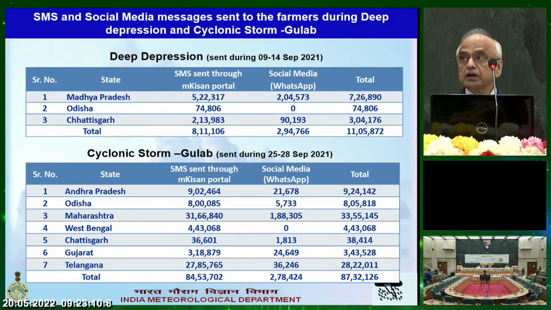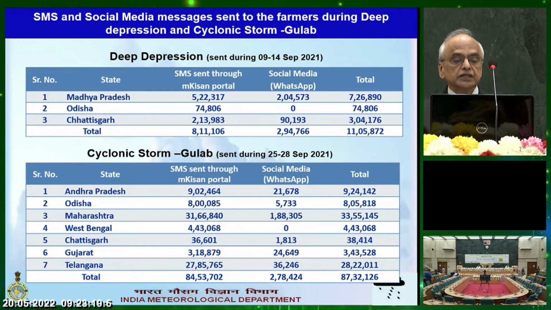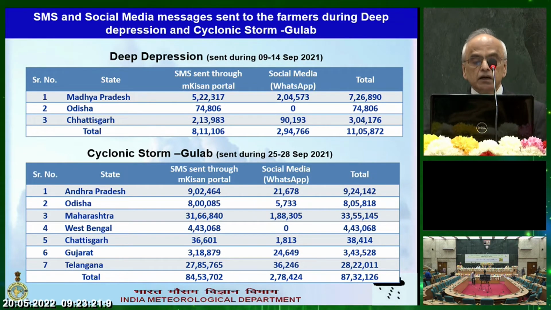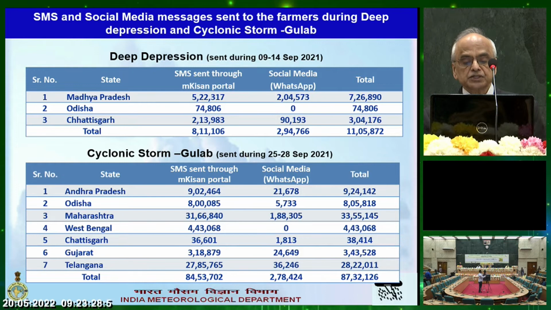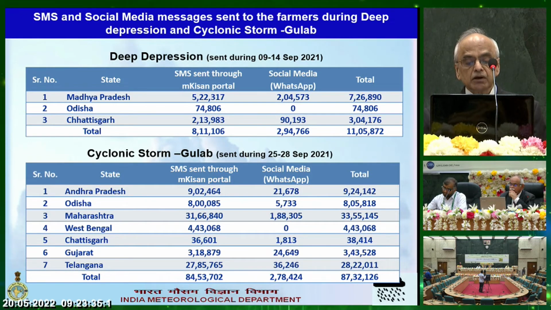31,66,840. West Bengal, 4,43,068. Chhattisgarh is low here, 36,601. Gujarat also 3,18,879. And Telangana also, you could see here an enormous number of SMSs, 27,85,765. Overall, when there were cyclonic storms in all those states, the total number of SMSs sent was 84,53,702. And social media also, using WhatsApp.